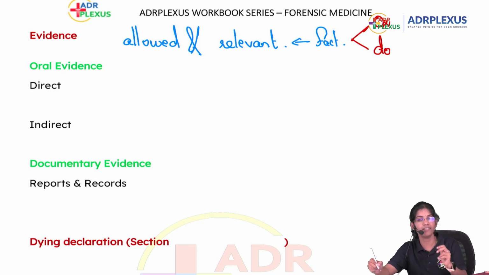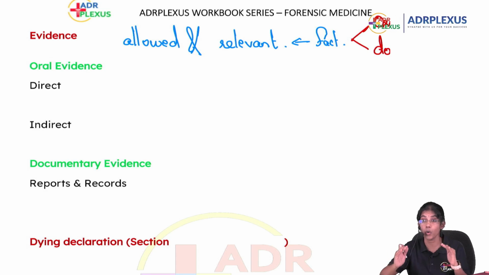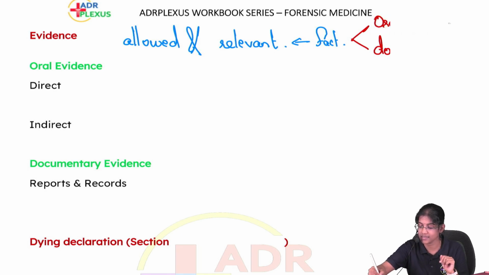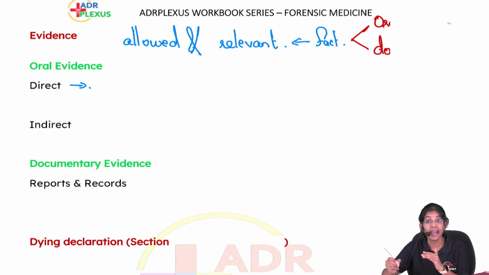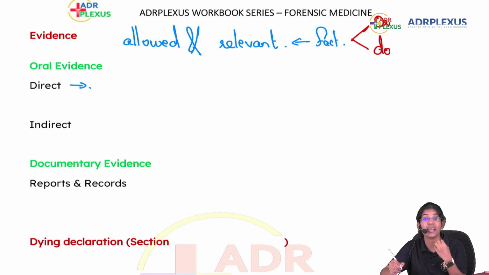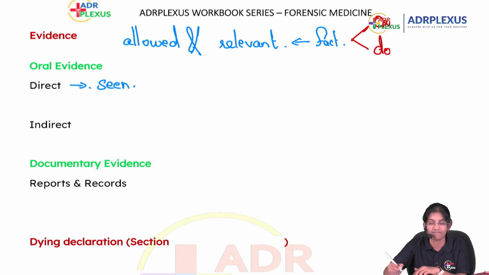We have oral evidence and we have documentary evidence. Now, oral evidence can be of two types. One is direct and another is indirect, of course. Let's start with direct evidence. Direct evidence means the person has seen the offense, or has seen something, right? Direct.